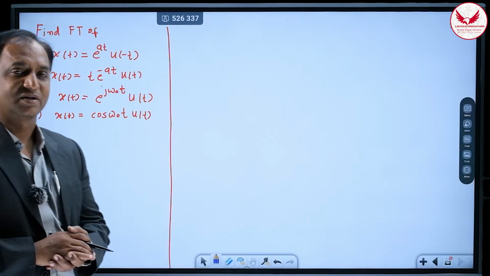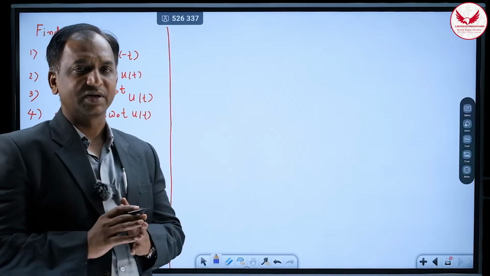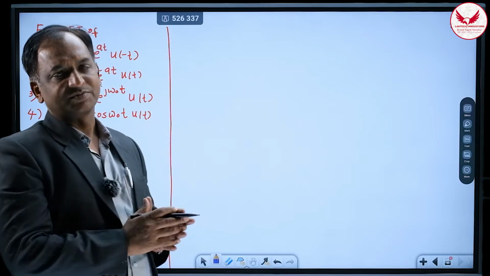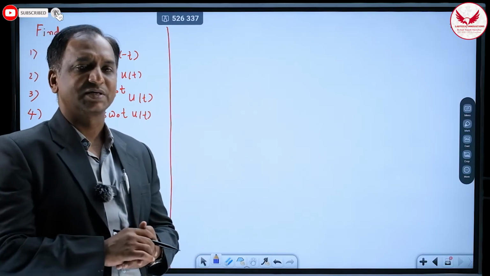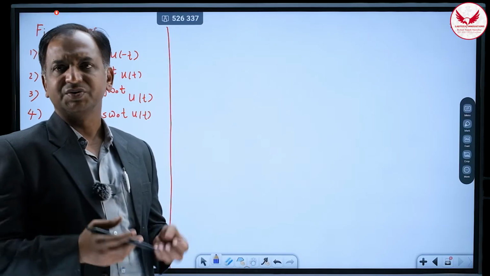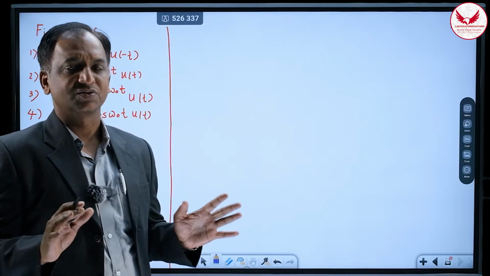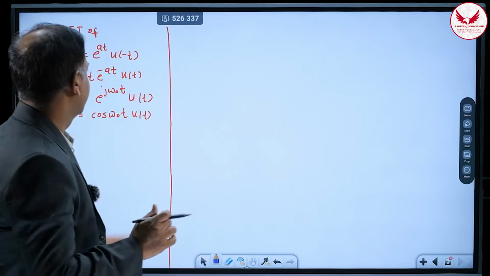Now we will solve Fourier transform problems by using properties. For that you should know the Fourier transform of basic signals and the properties. By making use of the properties and the basic signal, you can find the Fourier transform of any complex signal. So within 2 to 3 steps you will get the answer. No need to solve the problem by using the complete formula and all. Okay, now let us see the problem.